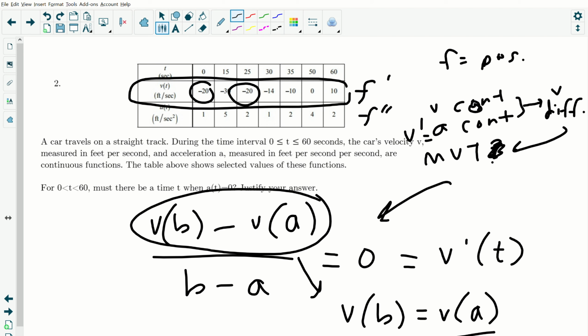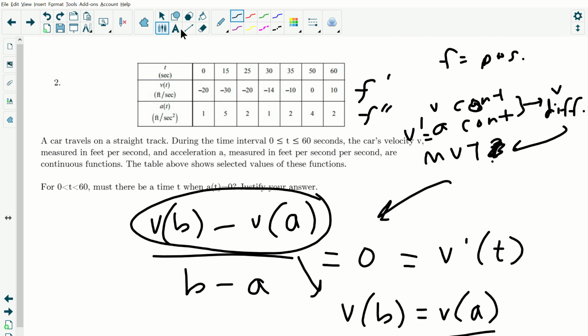The velocity was negative 20 at the beginning. It was negative 20 again at time 25. And therefore, somewhere in between 0 and 25, there must have been an instantaneous rate of change of velocity, also known as acceleration, that was equal to 0 because the average rate of change of the velocity was equal to 0 over that interval. So a typed out answer might look something like this.